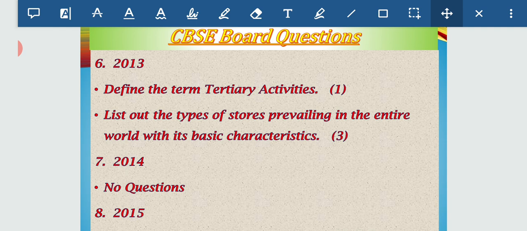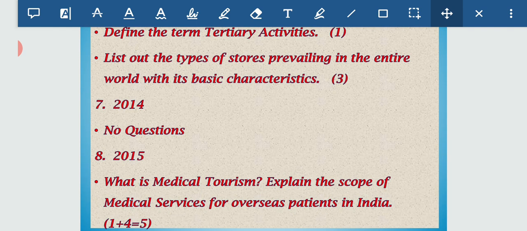That means we can get the products whether we are in this part of the country or away from this part of the country. With that same specification, we can buy that product, that is a chain store. Now 2014 there was no question, 2015 there was no question.